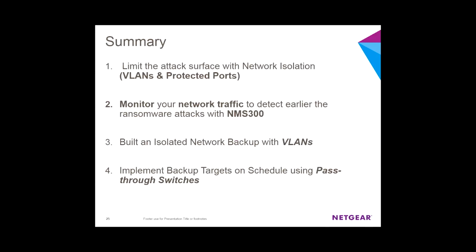Limit the attack surface using network isolation. Implement VLANs and protected ports as much as you can. That's for the network side. Second, monitor your network traffic using the NMS 300. Third, build an isolated network backup with VLANs. Again, do this backup VLAN. And the fourth and last one, implement backup targets on schedule using the pass-through switches. So those are my four recommendations to get better network protection against ransomware attacks.